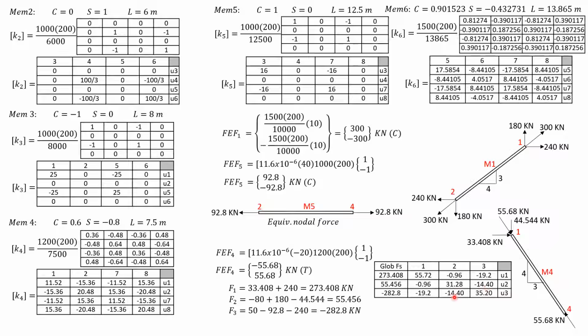So 3,2 is also negative 14.4. And finally, 3,3. We have 3,3 of member 1, then plus 0 here. There's none. Then there's none. So the result is 35.20. So 20.48 plus 2,2 of member 1 is 35.2.